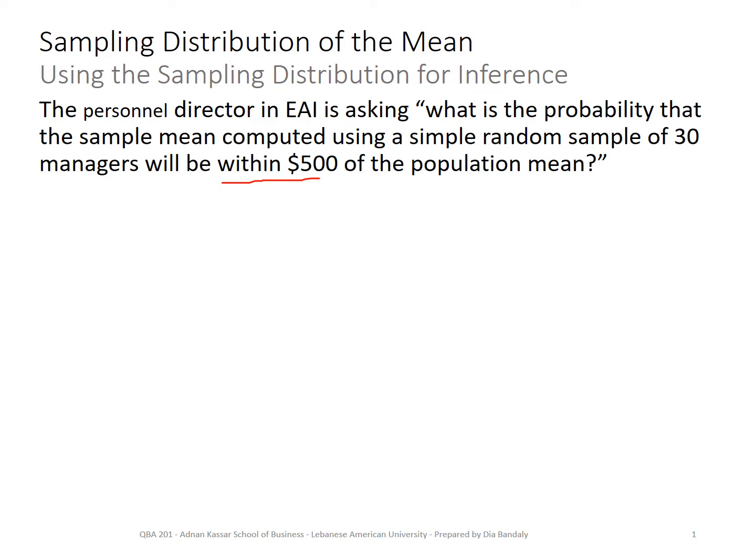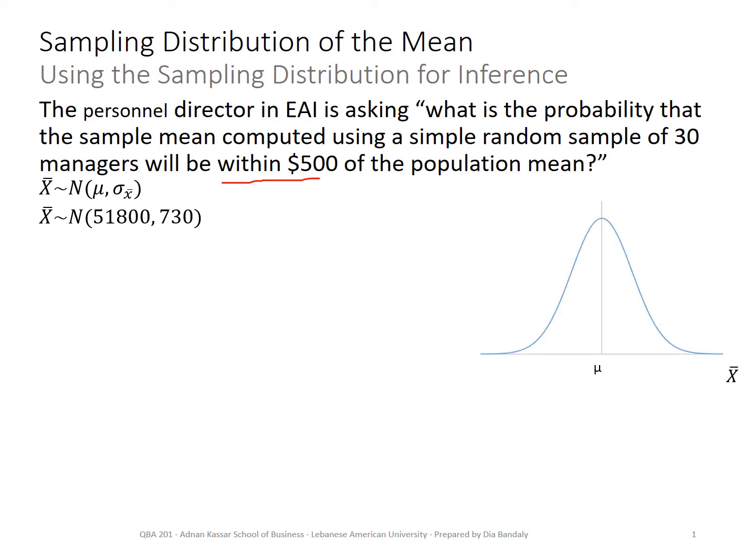All right, so what do we know about that X bar, the mean of that sample? It belongs to a distribution called X bar, which is normally distributed from the central limit theorem. It has a mean equal to mu, the population mean, and standard deviation sigma of X bar. We calculated these mu and sigma X bar in the previous slides. We got sigma X bar 730 point something, and we can round it easily. So let's see how it looks. It's a normal distribution. It has a mean of mu.